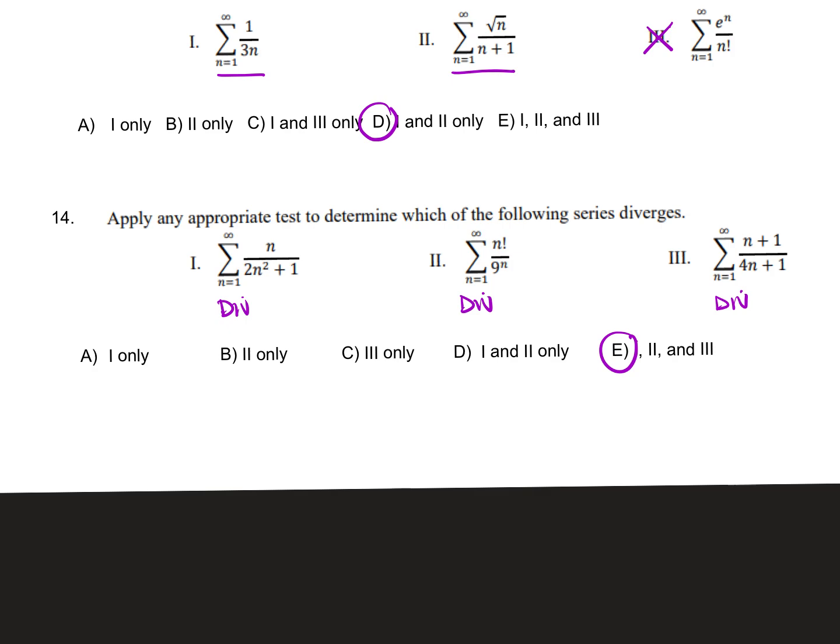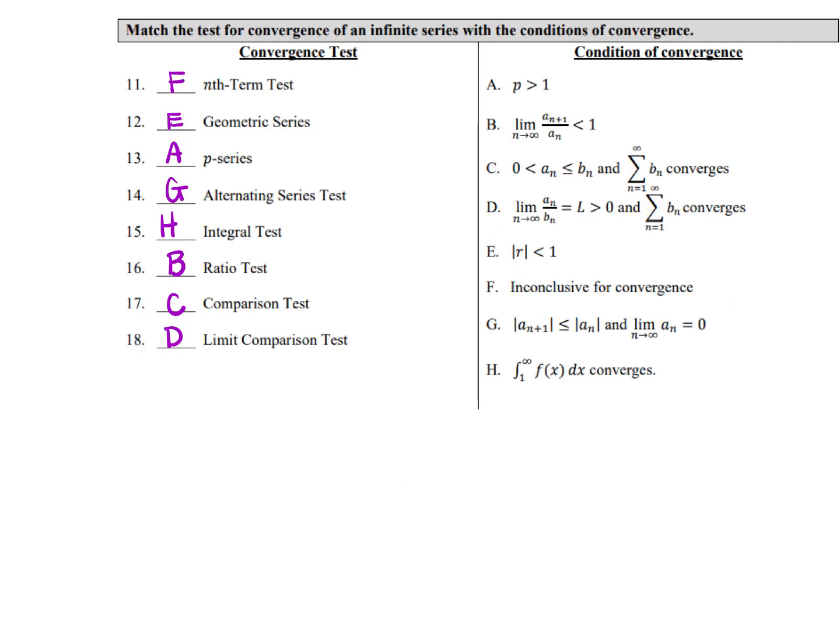Diverge, compared to 1 over n. Diverge, factorial on top. Diverge, nth term test. And then here's just a little matchy-matchy to see that you have the conditions on the test matched correctly.